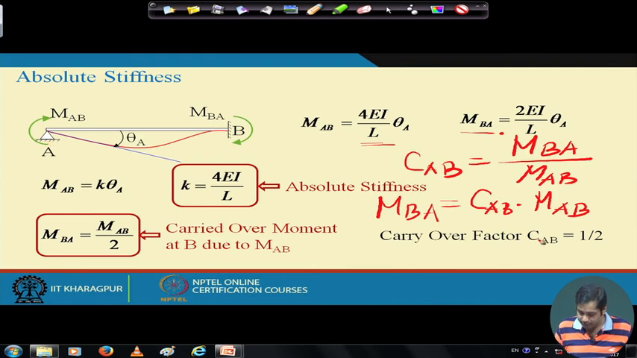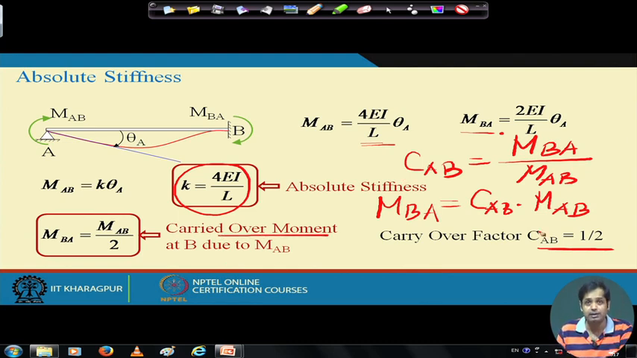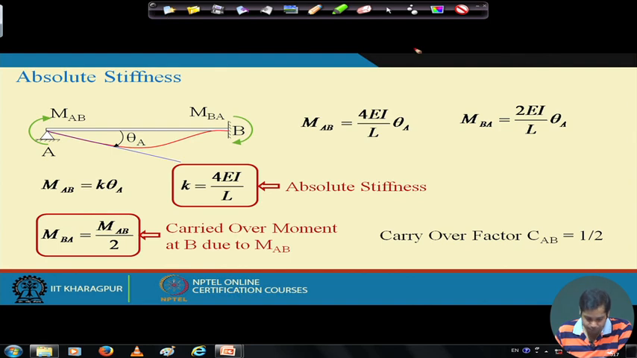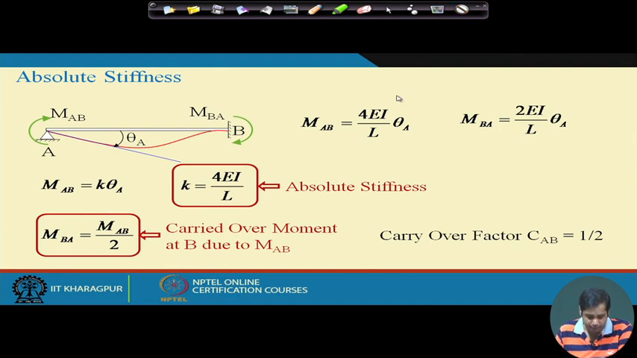These are very important: the absolute stiffness term K, the carryover factor, and the concept of carried over moment. These three are the main ingredients of the moment distribution method. Now, let us see one more example.